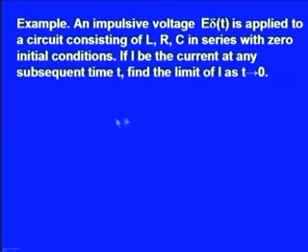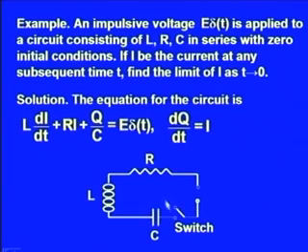Now, let us study some problems on the simple electric circuit. A simple electric circuit consists of a resistance given by R, inductance L, and a capacitance C, which are connected in series, and a switch is provided to connect or disconnect the circuit, and then a source of electromotive force is also there.